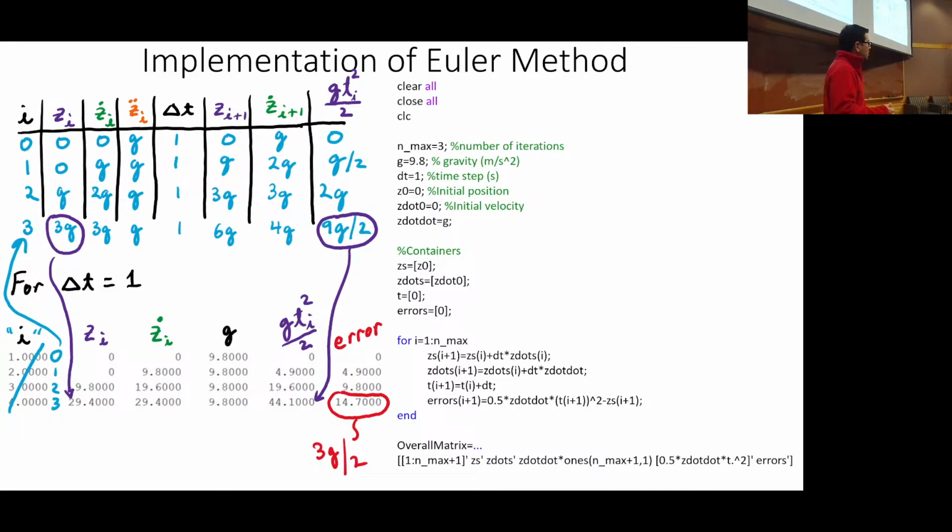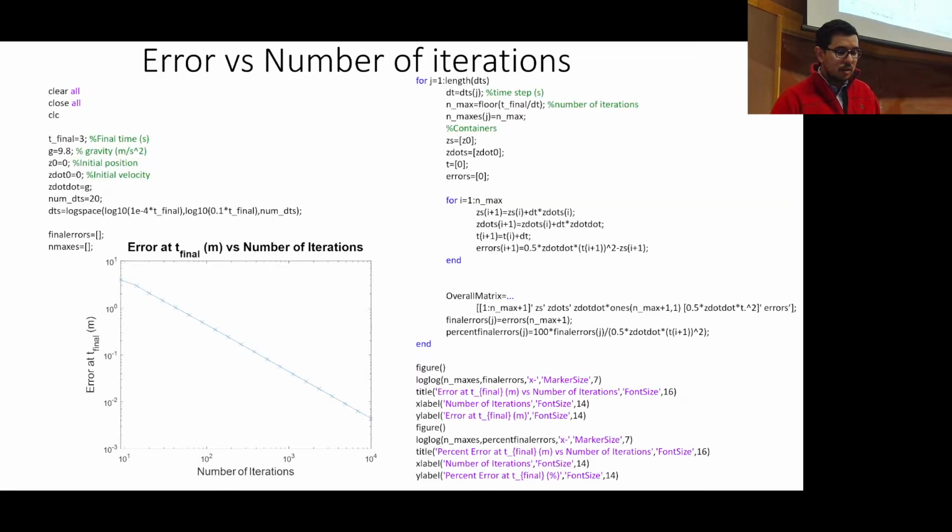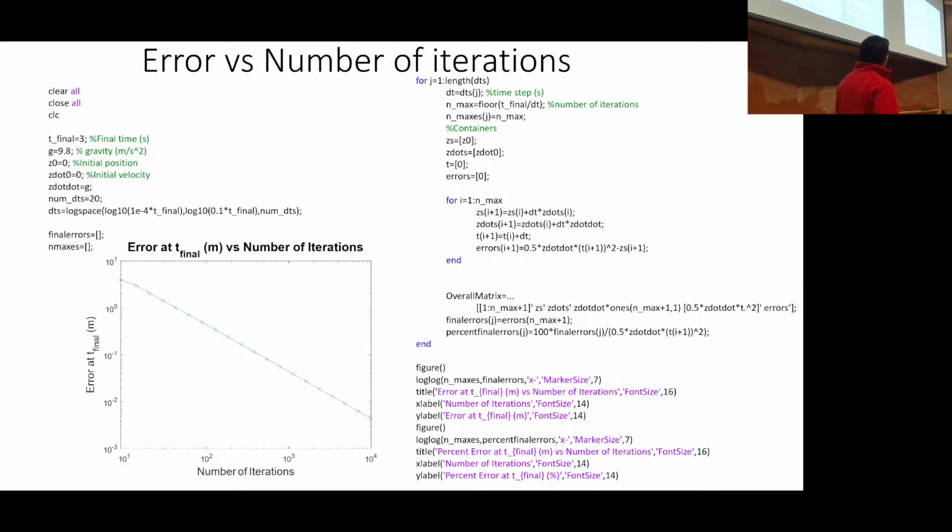And this has an interesting property, right? We increase the number of steps by a factor of 10, and the error decreased by a factor of 10. Okay? So we can start to plot how the error at the final time compares to the number of iterations we run.